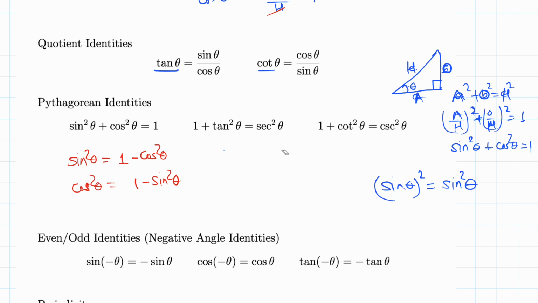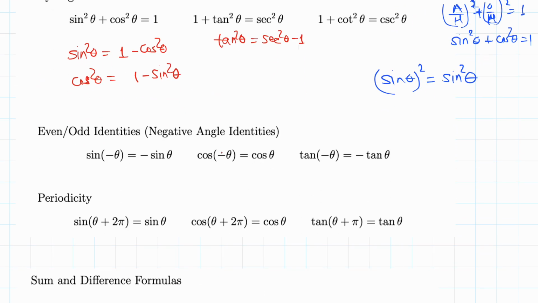In the same way, if we manipulate this around, then we get 1 plus tangent square equals secant square. Sometimes we might have to write tangent square in terms of secant square, then we subtract 1 from both sides. So tangent square theta is secant square theta minus 1. In the same way, 1 plus cotangent square is cosecant square. If you want to write cotangent square in terms of cosecant, then you subtract 1 from both sides, and you get another identity. So these are Pythagorean identities.